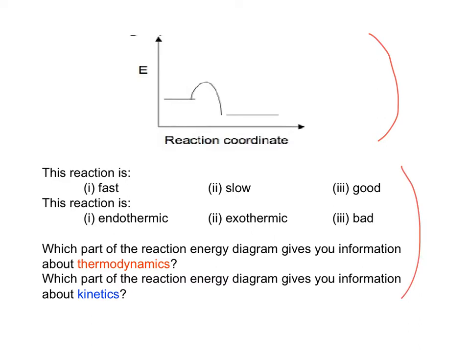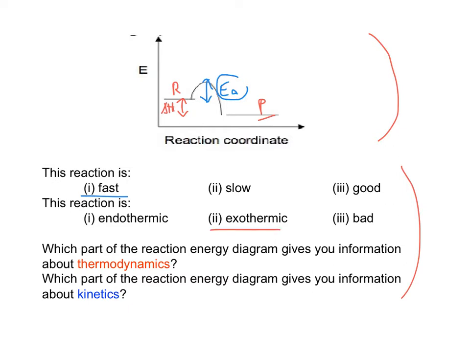So here are the answers. Activation energy tells us whether a reaction is fast or slow, so since the activation energy is small, this reaction is fast. By looking at the relative energies of the reactants and products, we can determine whether the reaction is exothermic or endothermic. Since the products are lower in energy than the reactants, this reaction is exothermic.